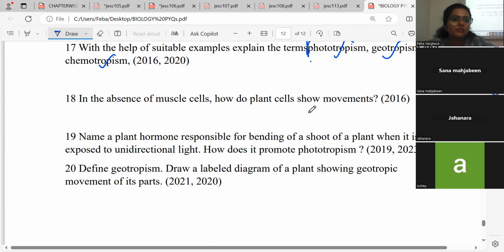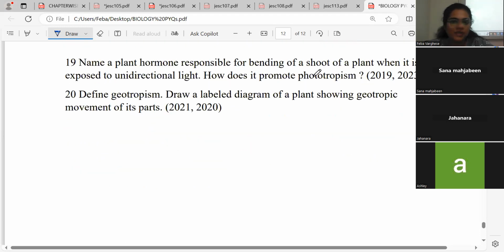Now, in the absence of muscle cells, how do the plants show the movement? They do not have muscles, right? How do they show the movement then? They can respond to various kinds of stimuli by tropic and nastic movements, and they also have the phytohormones to regulate their movement in various directions. Yes, loss of water and gain of water is also the cause of movement of various parts.